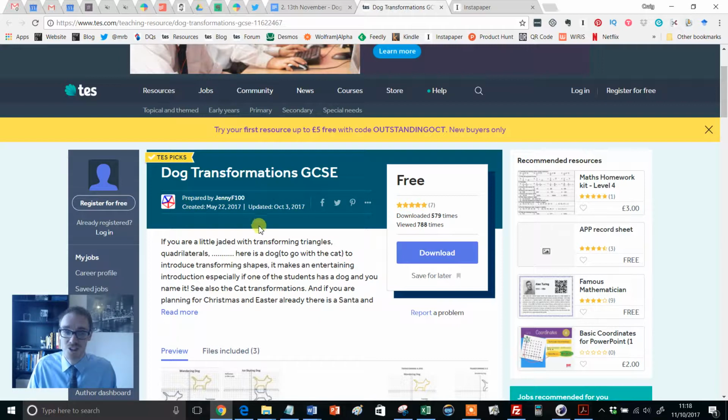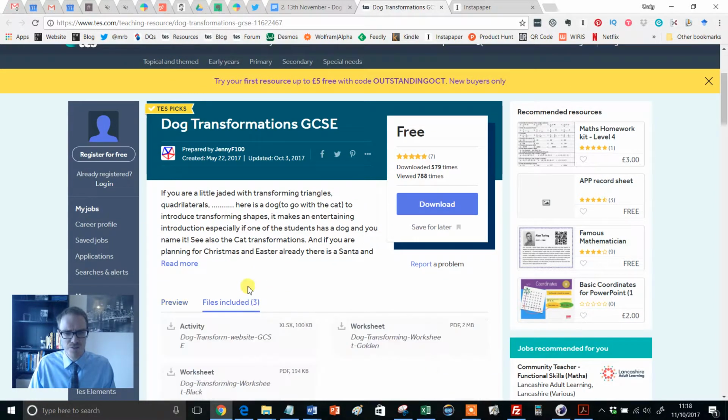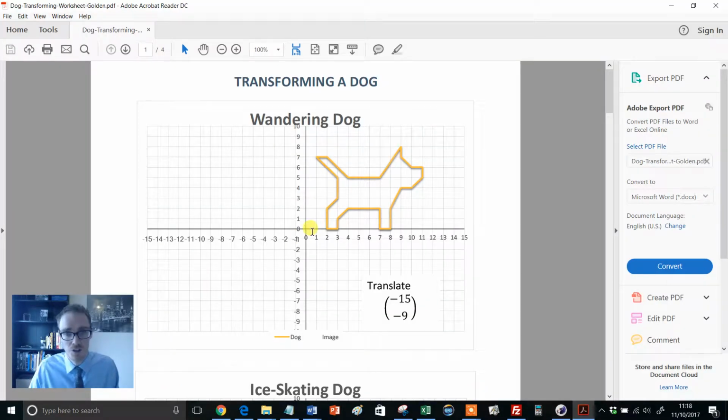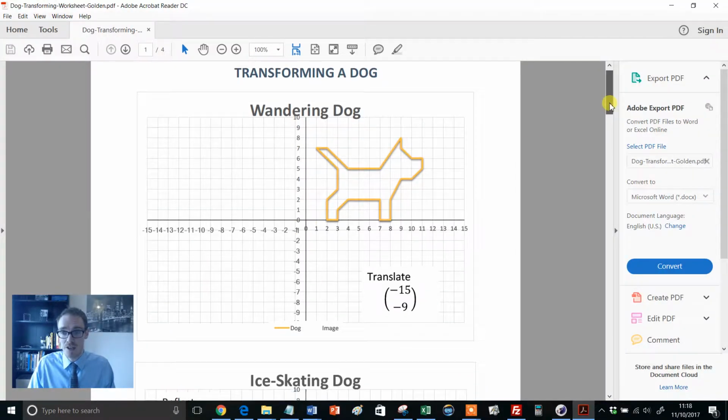Dog Transformations GCSE, which has been prepared by Jenny F100. Now let me just show you this. It consists of 2 PDFs and also one Excel workbook, which is going to be very, very important in a second. The 2 PDFs are essentially the same, it's just one's black and white and one's in colour, so let's treat ourselves to the colour. And essentially you have 4 questions here.